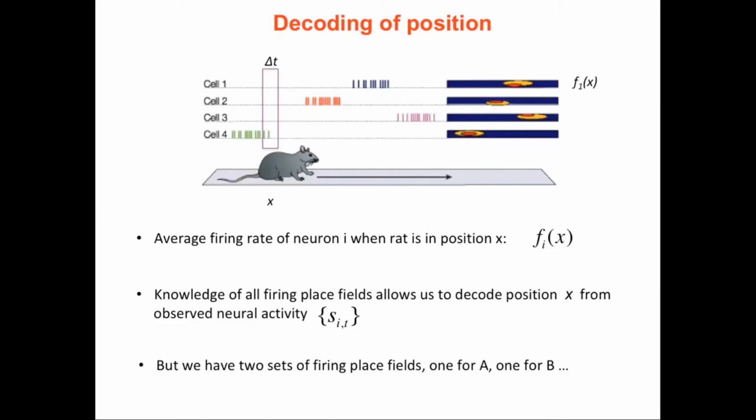Now, if I know the activity vector S_i(t) at some time t for all neurons i, then I can infer what is the most likely position x, knowing these rate maps here. But of course, I can do that in two ways, because I can use the rate maps corresponding to the map A or to the map B, that is to box A or to box B. So that means that for each activity vector, I can infer two positions. One which would correspond to the position of the animal in box A, and the other one which would correspond to the animal in box B.